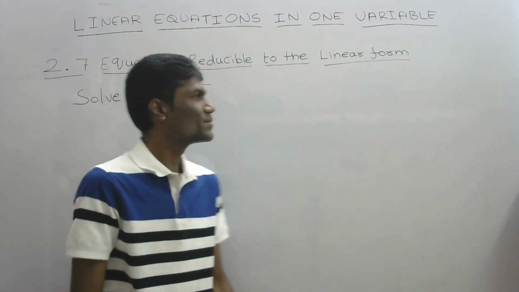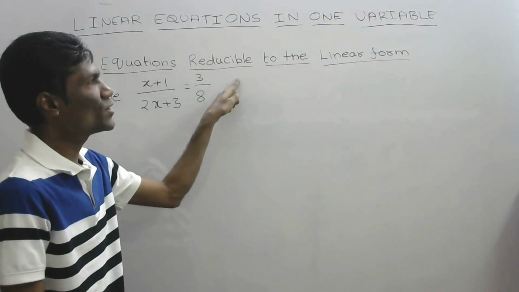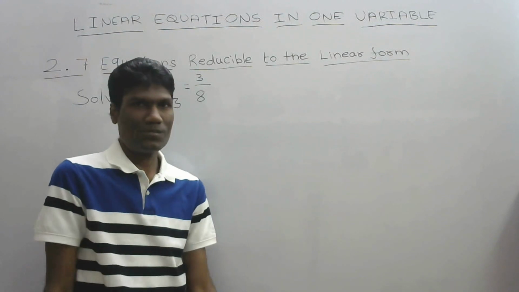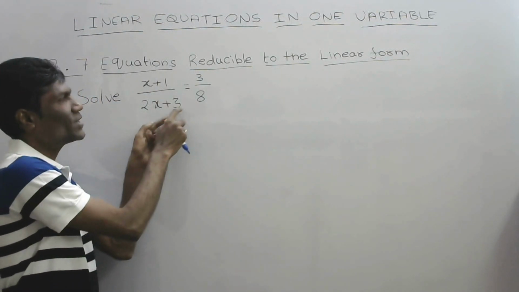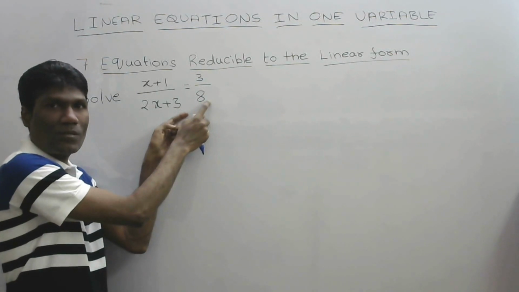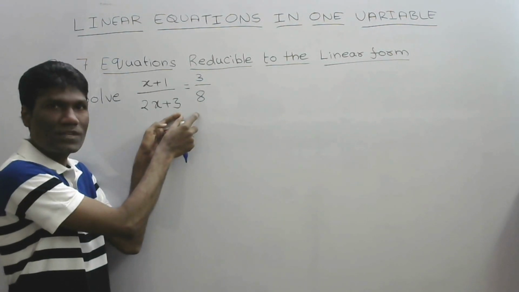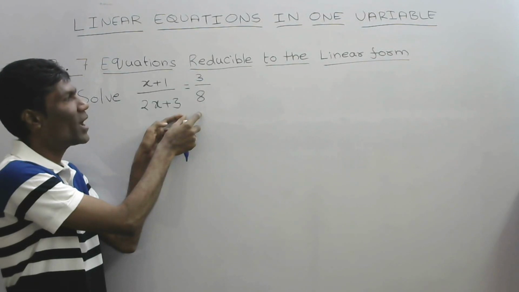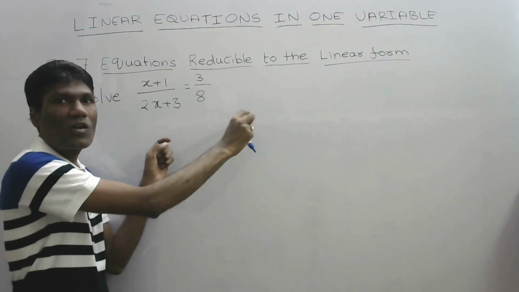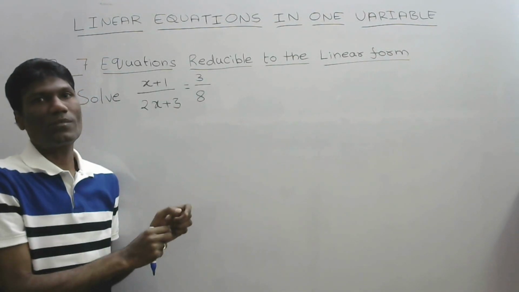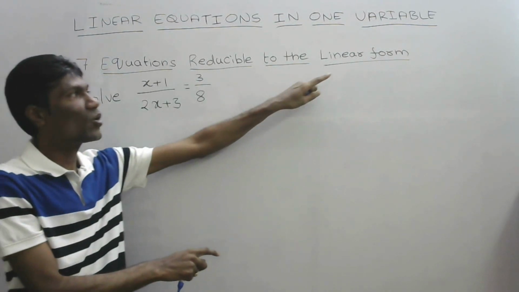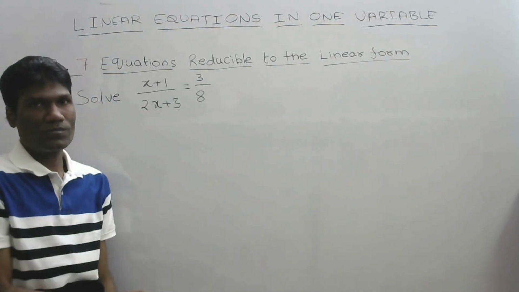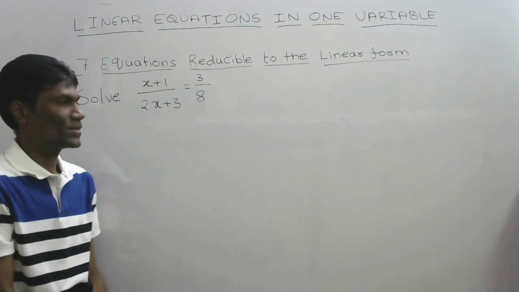Next concept. Equations reducible to the linear form. Let us see one example. This is an equation, but to solve this, we are not having this in our normal or usual form. This has to be reduced to our known linear form. How to do? Let us see.